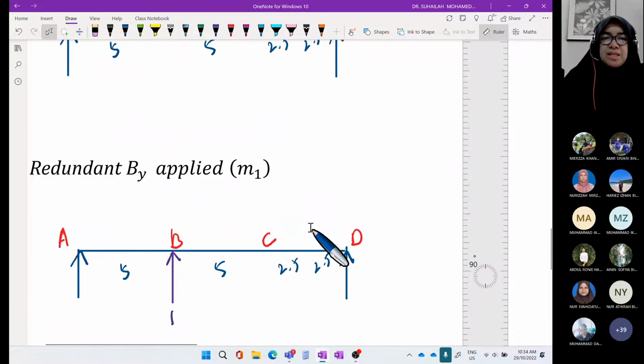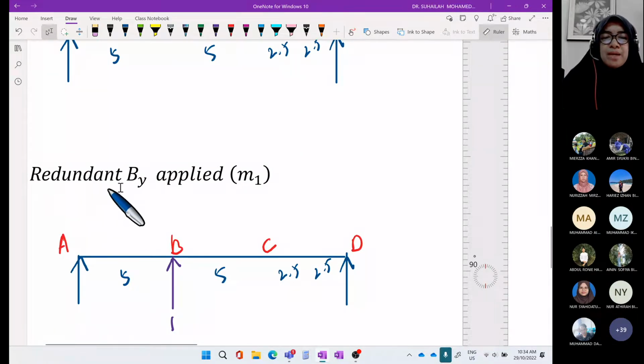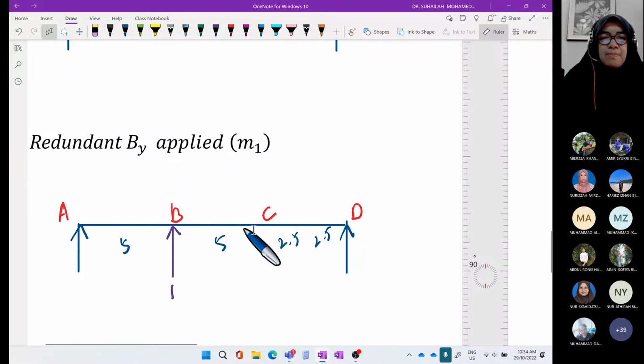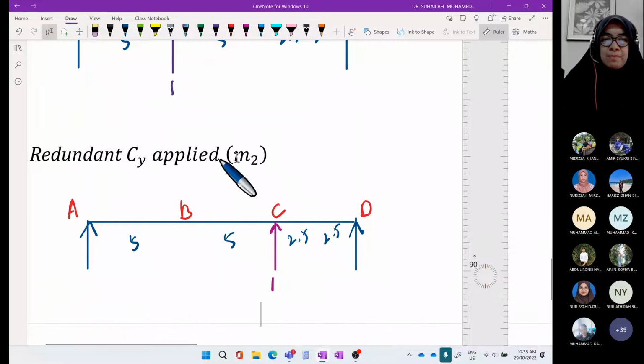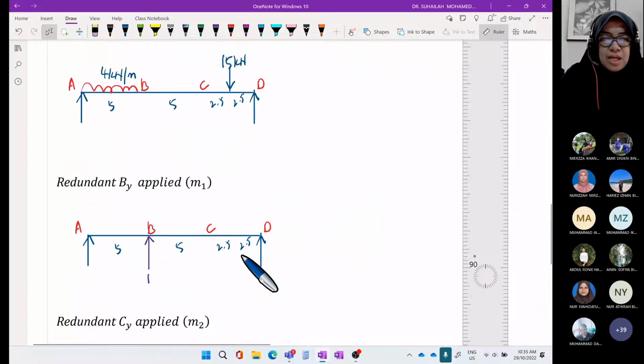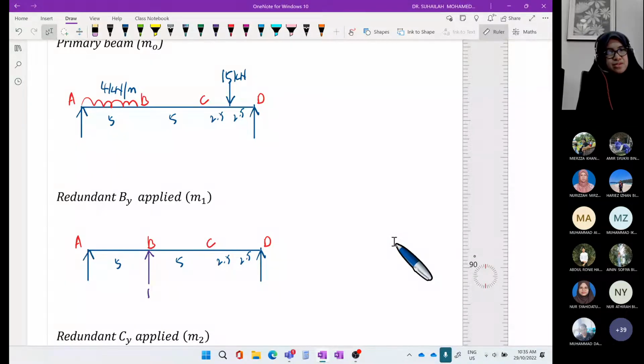Okay, so we have three systems. Primary beam, please calculate reaction. We have redundant beam. Redundant number 1, redundant BY applied. So this is a simply supported beam subjected to a unit value of BY. And we have redundant CY applied. So we have the same type of beam subjected to a unit value of CY. So please calculate the reaction for all these three beams. Please calculate the reaction and tell me the answer.